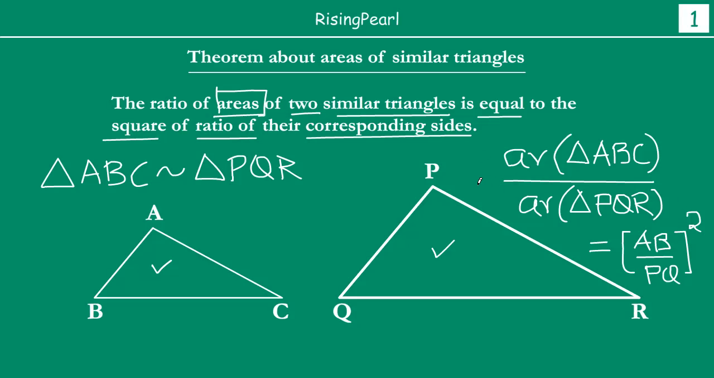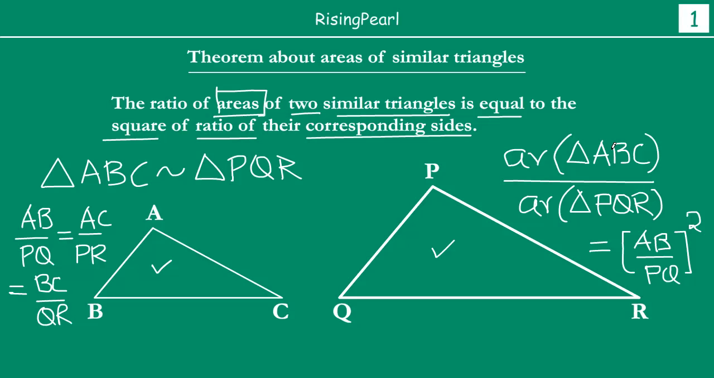And since we know that in similar triangles all these ratios are the same, we have AB by PQ equal to AC by PR, which is equal to BC by QR. We know that in two similar triangles their corresponding sides are always in the same ratio.